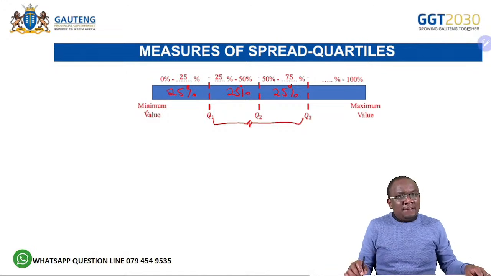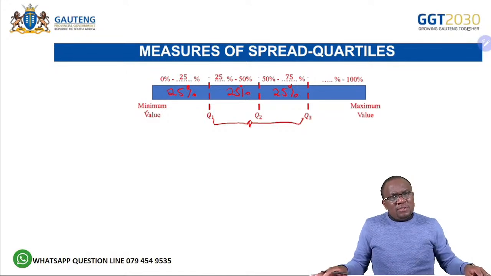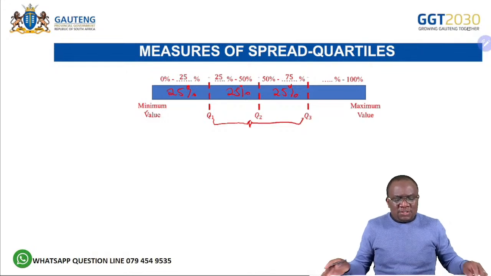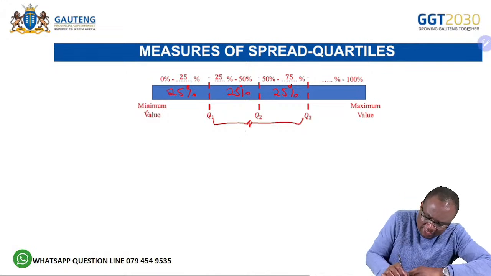25 plus 25. Right, by the way, quartile 3 minus quartile 1, what is it? That is the interquartile range. Let me just write IQR here for interquartile range.